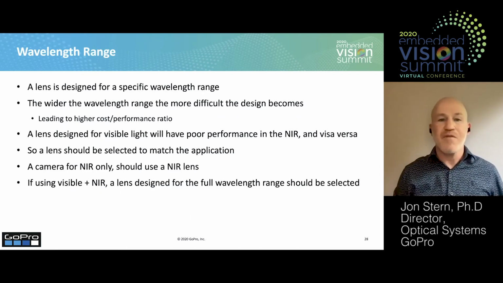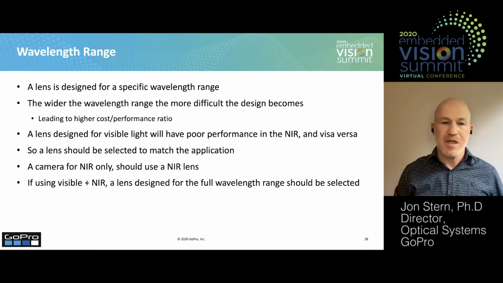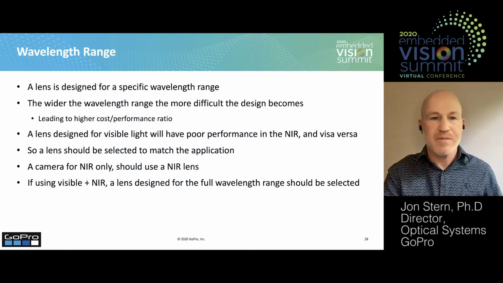A lens is designed for a specific wavelength range. The wider the wavelength range, the more difficult the design becomes, leading to a higher cost-performance ratio. A lens designed for visible light will have poor performance in the near IR and vice versa. So a lens should be selected to match the application. If you are building a camera for near IR only, you should use a near IR lens. If using visible and near IR, a lens designed for the full wavelength range should be selected.